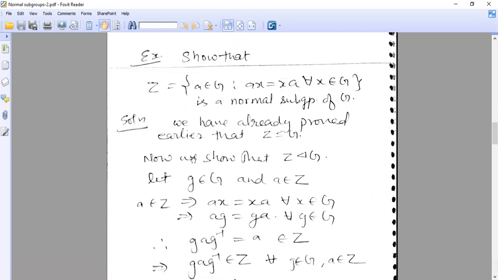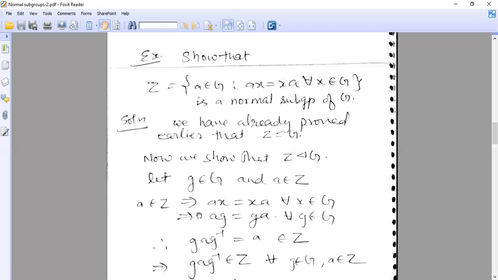To prove that Z is a normal subgroup, you take any element from Z and any element from the group G. So let G belong to capital G, your group, and A belong to Z. If A belongs to Z, then by the definition of the center, A should satisfy this condition: AX is equal to XA for all X belonging to G. If it satisfies this condition for every X, then it should satisfy it for G also.